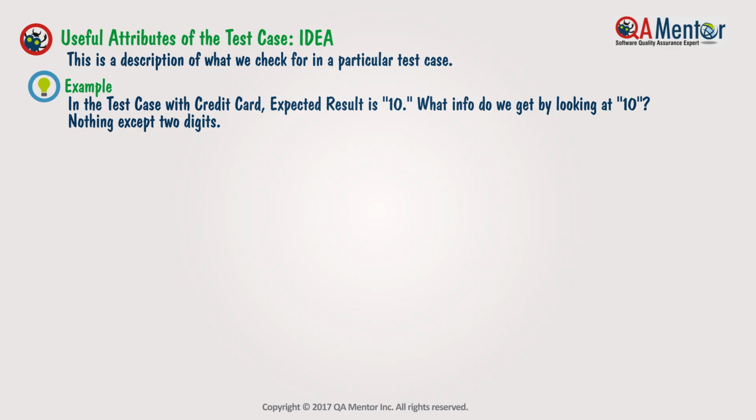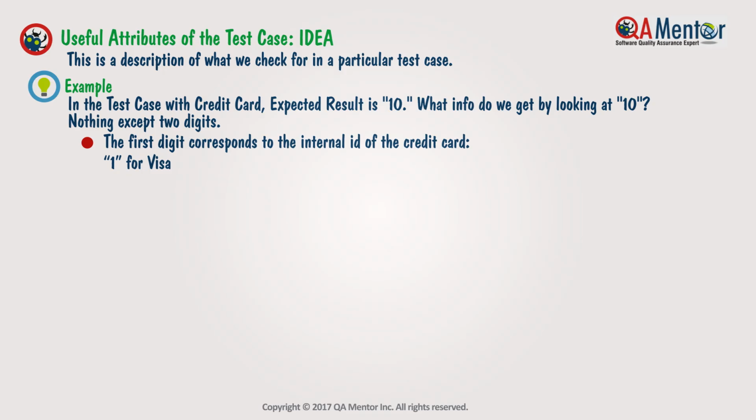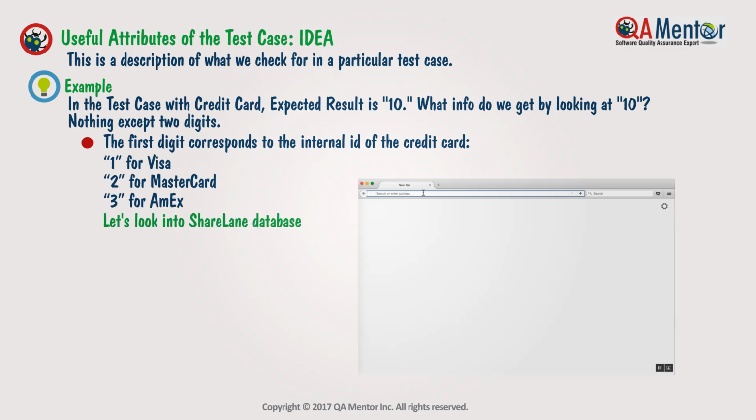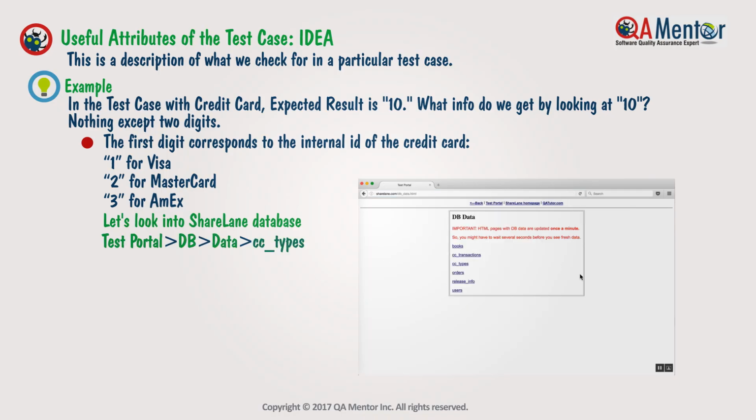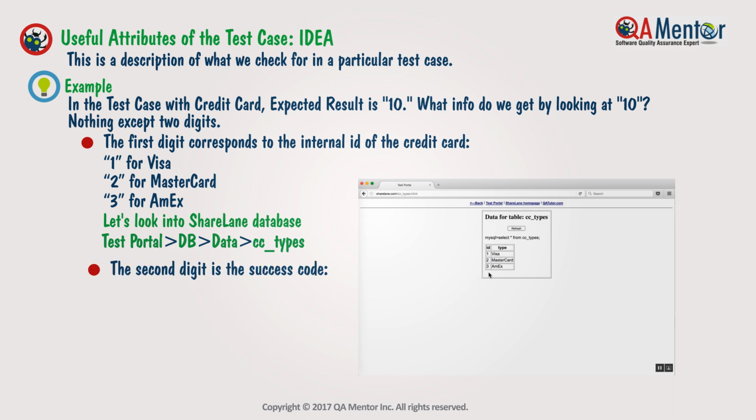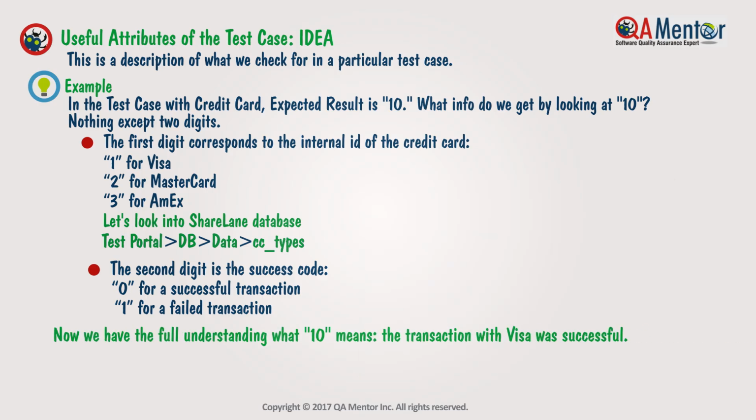However, the developers of www.sharelane.com have developed the following process to create a code for the result of a transaction. The first digit corresponds to the internal ID of the credit card, 1 for Visa, 2 for MasterCard, and 3 for Amex. Let's look into the Sharelane database. Go to Test Portal, DB, Data, CC, Types. The second digit is the success code, 0 for a successful transaction and 1 for a failed transaction. Now, we have the full understanding that 10 means the transaction with Visa was successful.